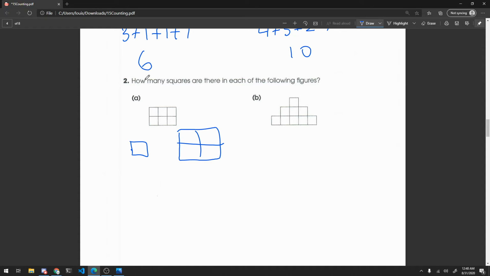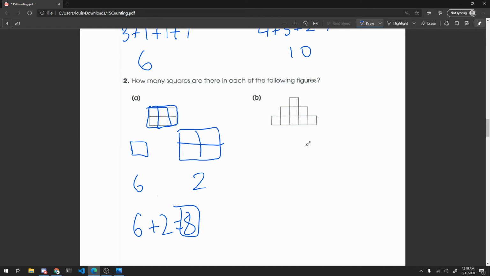So what we do is we count the small squares first. So 1, 2, 3, 4, 5, 6 small squares. And next we can count the larger squares. So for the 2 by 2 squares, we have 1 here and 1 here. So we have 2 sets of those. So we do 6 plus 2 equals 8, and that is our final answer.